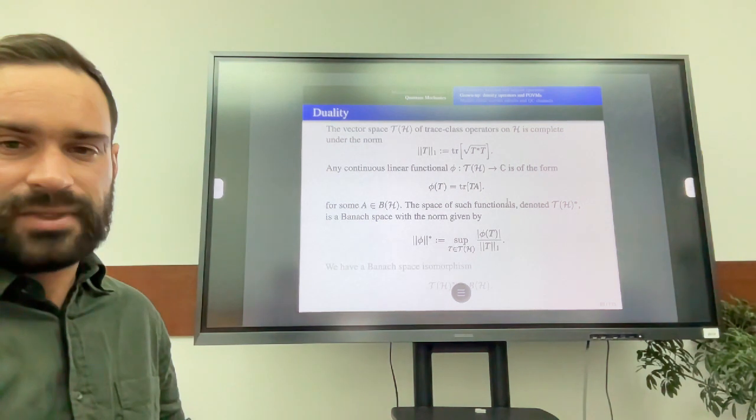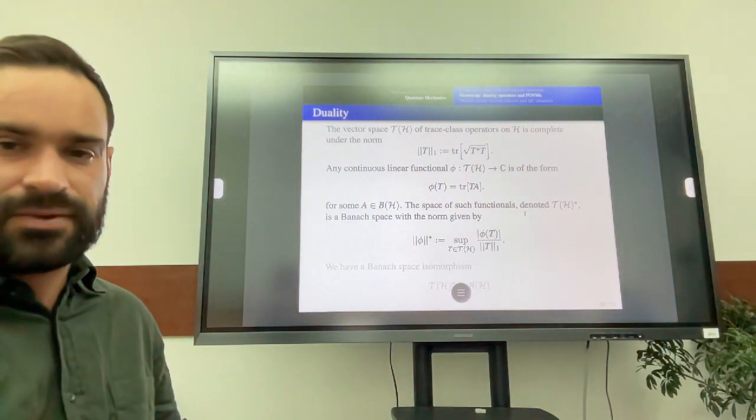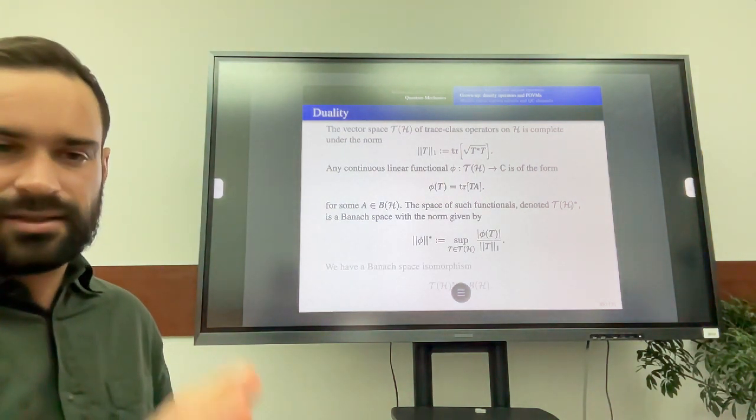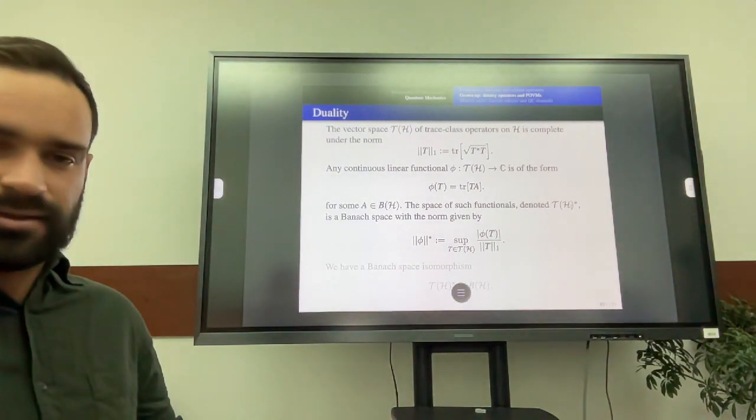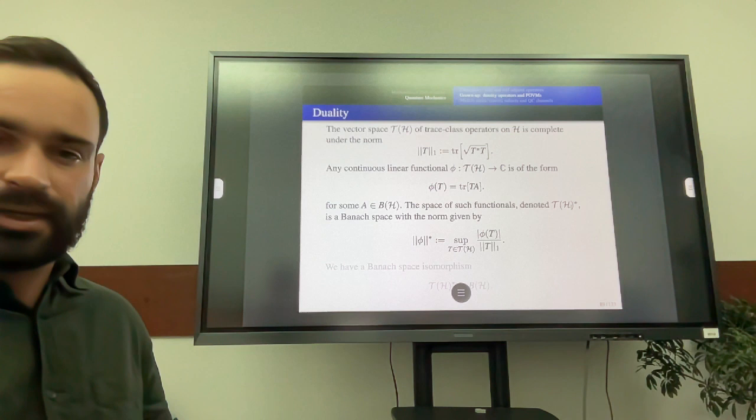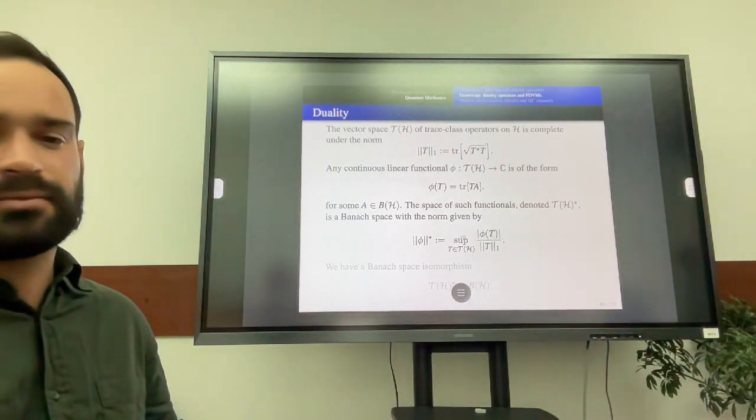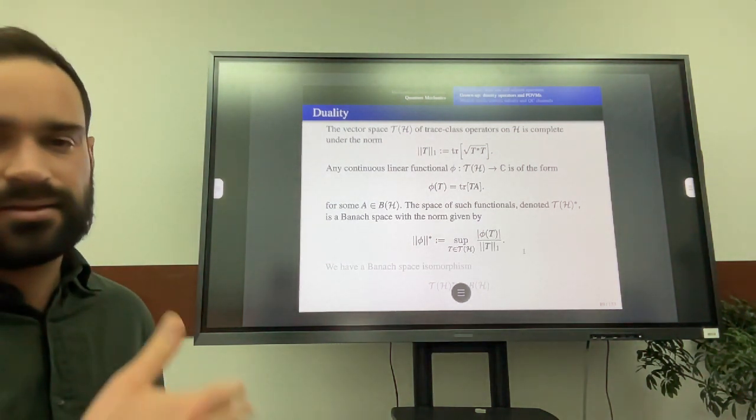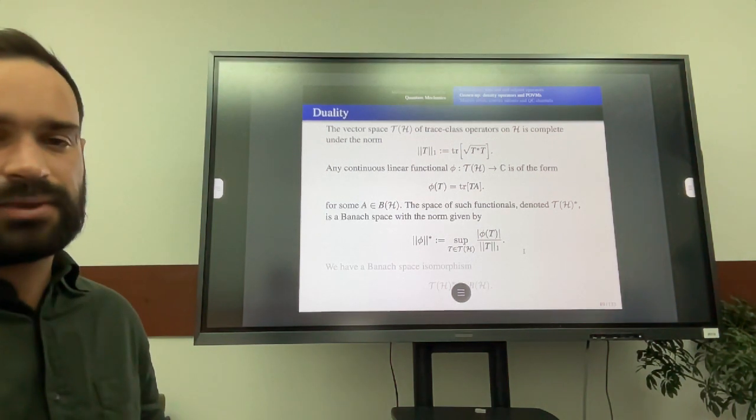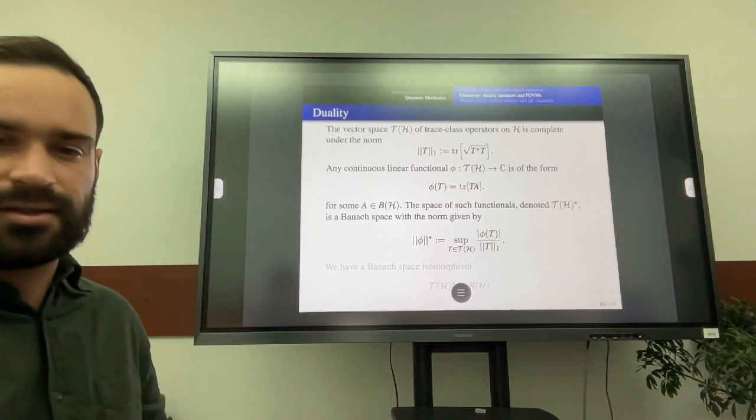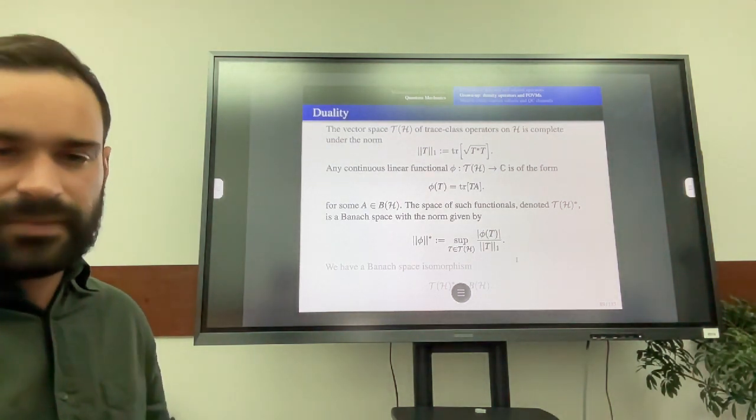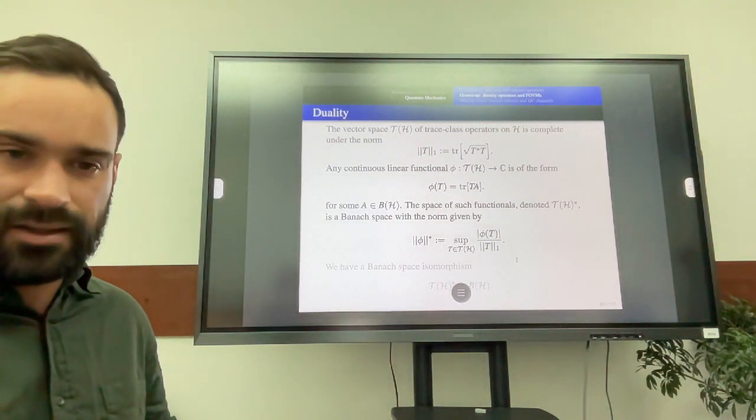So this dual space, the space of these functionals, is denoted with the star up there, and it is also a Banach space. So we can put a norm on this dual space. A norm of a functional is given by this formula, and this is general. Whenever you have a Banach space, you have the dual Banach space, like always. And in this case, this just works like that.